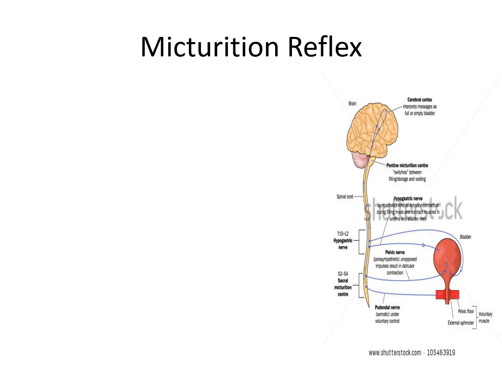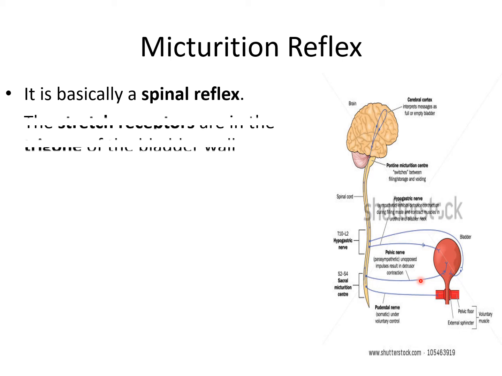So, the micturition reflex. Micturition reflex is basically a spinal reflex. Whenever we say spinal reflex, we know that a reflex must follow a reflex arc. So what are the components of the micturition reflex arc? First one is the receptor.